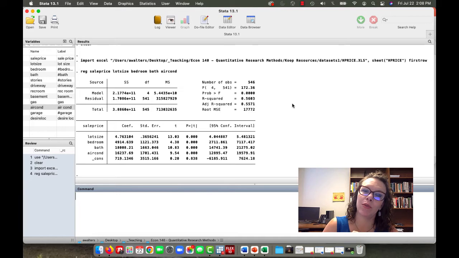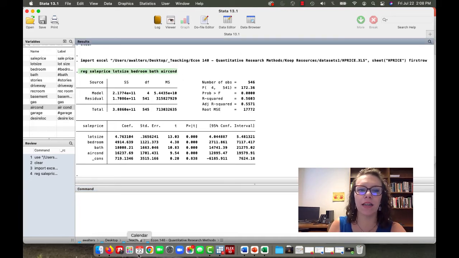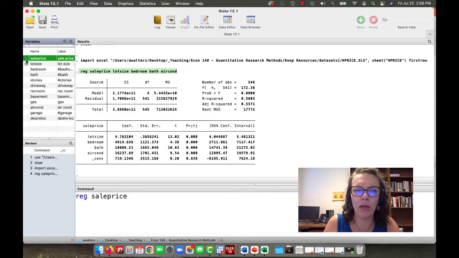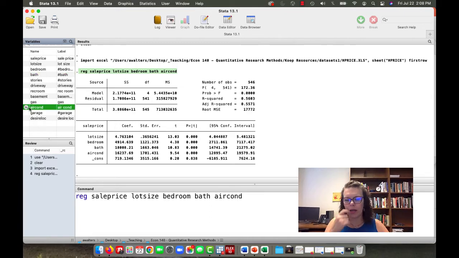This is a regression table from Stata, and you can see here I have my commands. The command in Stata for a regression is just reg, and then your y variable, in this case, sale price of a home, and then your x variables. So I have the lot size of the home, the number of bedrooms, the number of bathrooms, and whether or not a house has an air conditioner. It's going to be vitally important to understand and interpret your results. You have to keep track of what your variables mean and how they are measured.